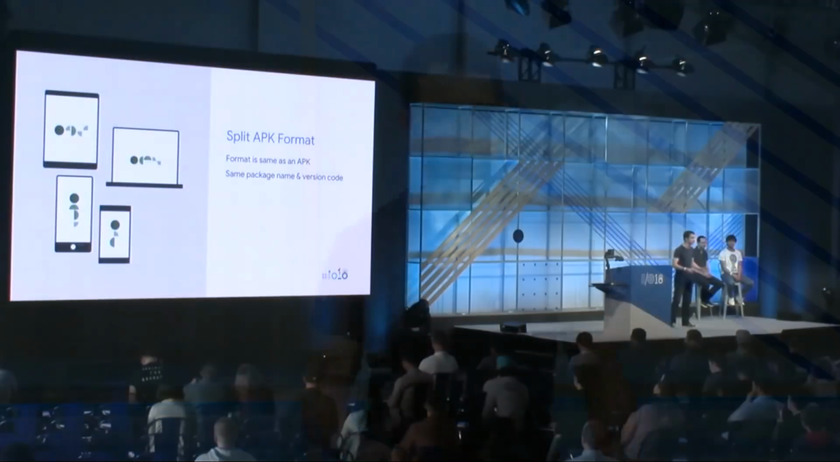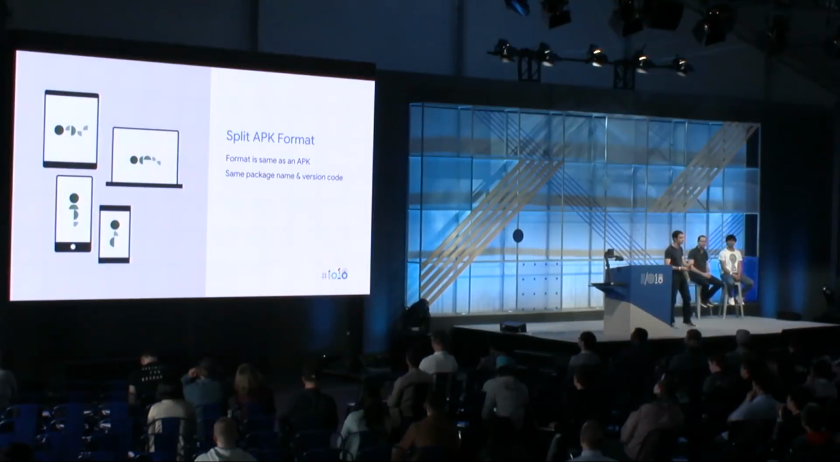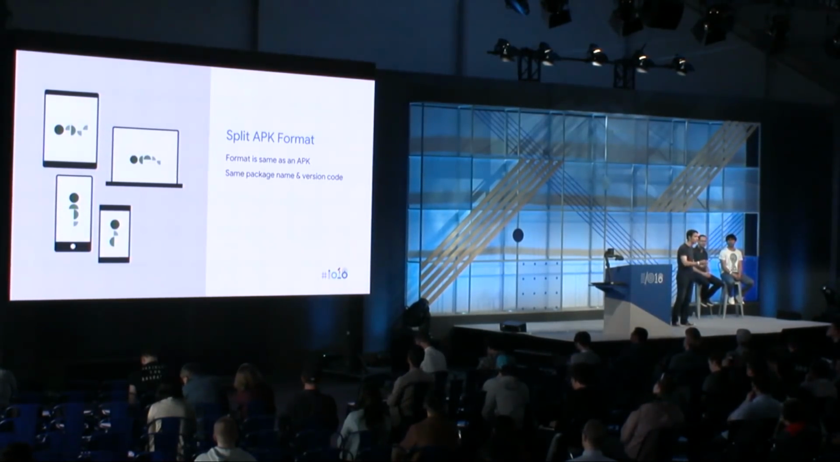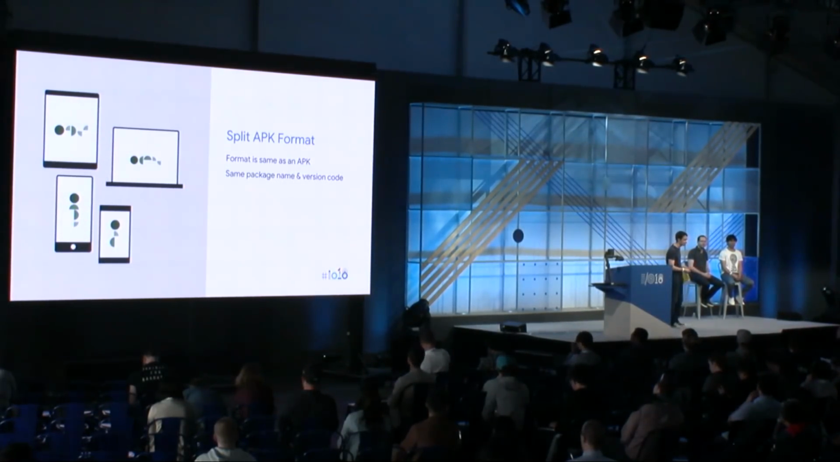Now, a split APK has the same format as a normal APK. They can contain Java code index files, native code, resources, and assets directories. And once split APKs are installed, these can all be accessed as if they were in a single APK. And furthermore, each split APK shares the same package name and version code with all the other ones that are installed on a device. And they must all be signed with the same key.